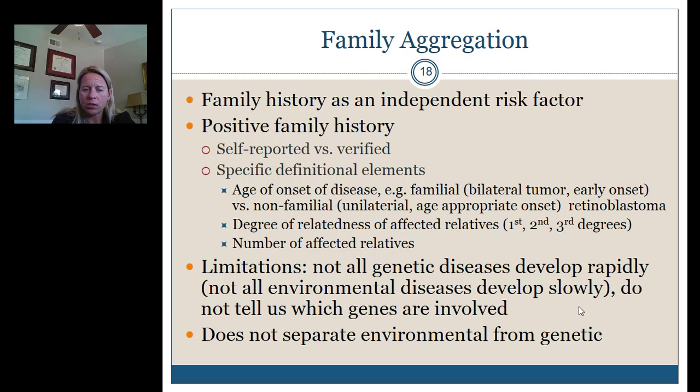Now, there are multiple limitations with family aggregation approaches. The main one being that not all diseases that are genetic in nature or have a genetic etiology develop rapidly. So you can look at the presentation at a family level, but not all people may present with it because they may not have been alive long enough. And obviously these levels of research don't tell us which specific genes are involved. Again, we need to do other studies, which I'll discuss later, to be able to understand that. And these types of studies don't separate environmental from genetic causes of diseases.